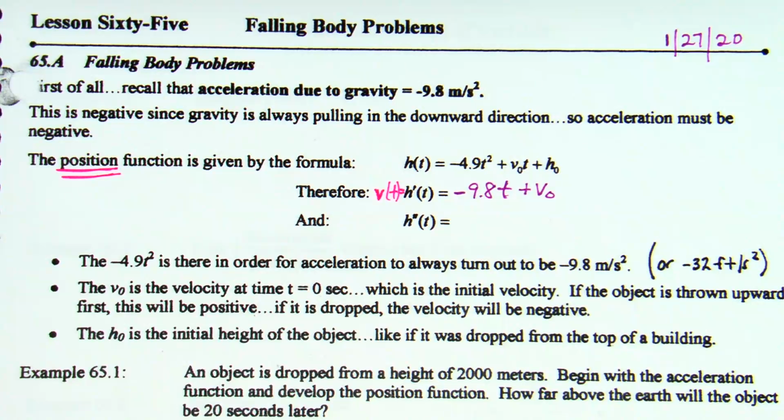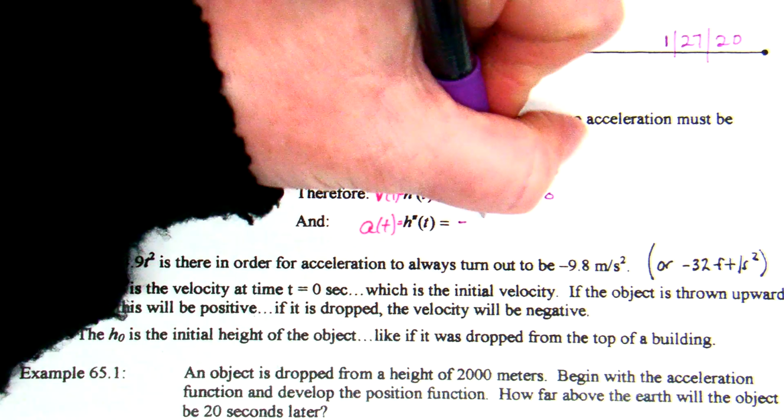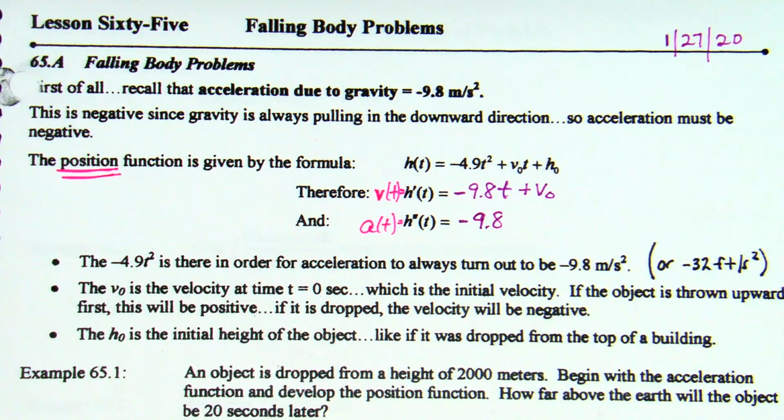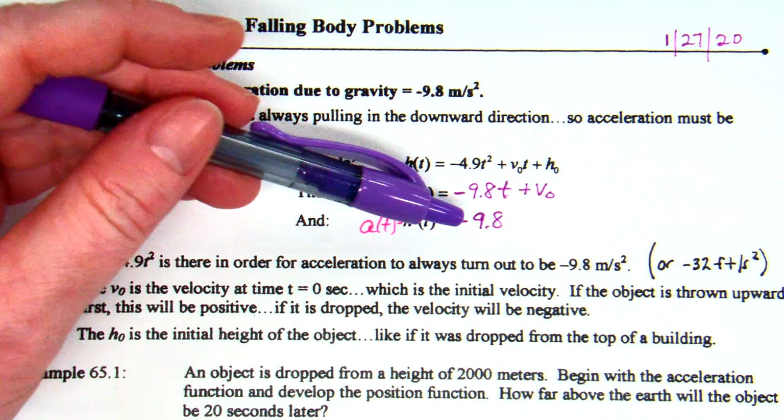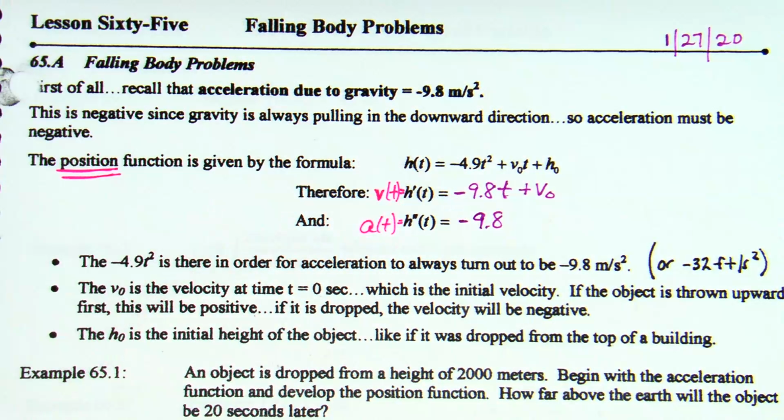H double prime. So what is the second derivative known as? Okay, acceleration. And what is the derivative of negative 9.8 t plus v naught? Negative 9.8. And notice, negative 9.8, acceleration due to gravity. So that position formula or height formula is what you can always use based on basic acceleration due to gravity. We worked with some of these last time, where we started with 9.8 and worked our way back up. Now we're just being told that.